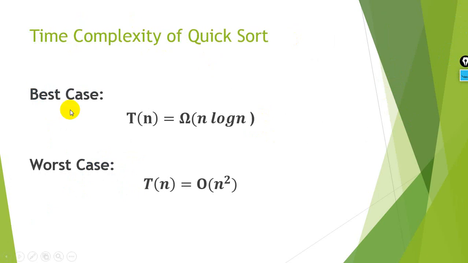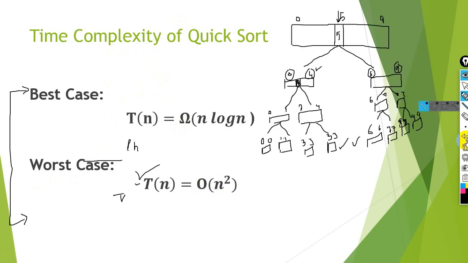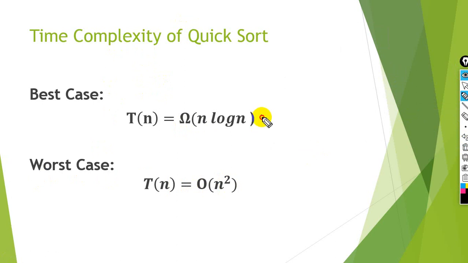So for finding the time complexity of quicksort, the best case T(n) is equal to Omega(n log n). So this is the best case of the time complexity of quicksort, and the worst case T(n) is equal to Big O(n squared). So now let me just explain these two, the best case and the worst case of the quicksort algorithm.